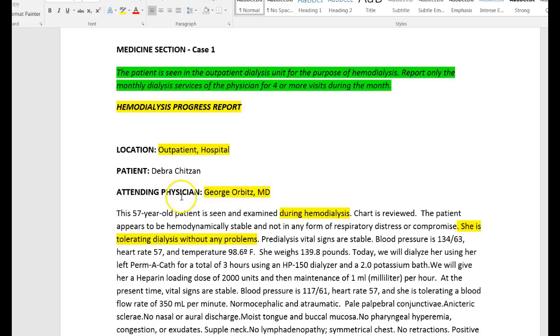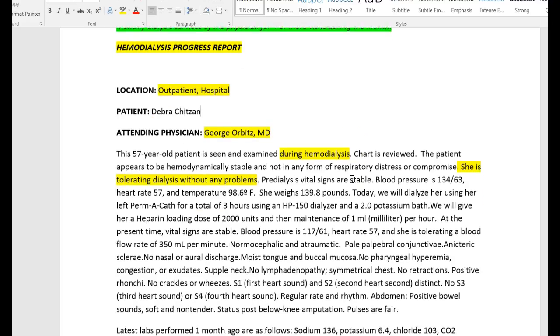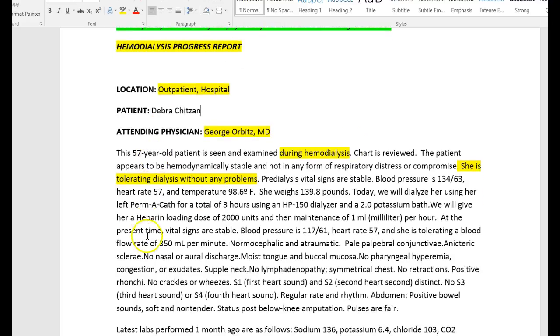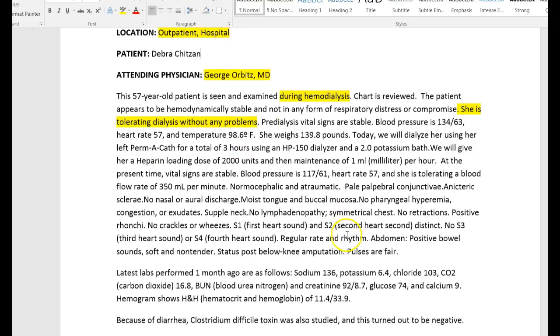So once again, we have an attending physician, George Obitz, MD, and he has dictated his report from the dialysis service for today. So he's basically telling us that he's examining the patient during her hemodialysis. And then he's explaining that he reviewed the chart, giving us her vital signs.